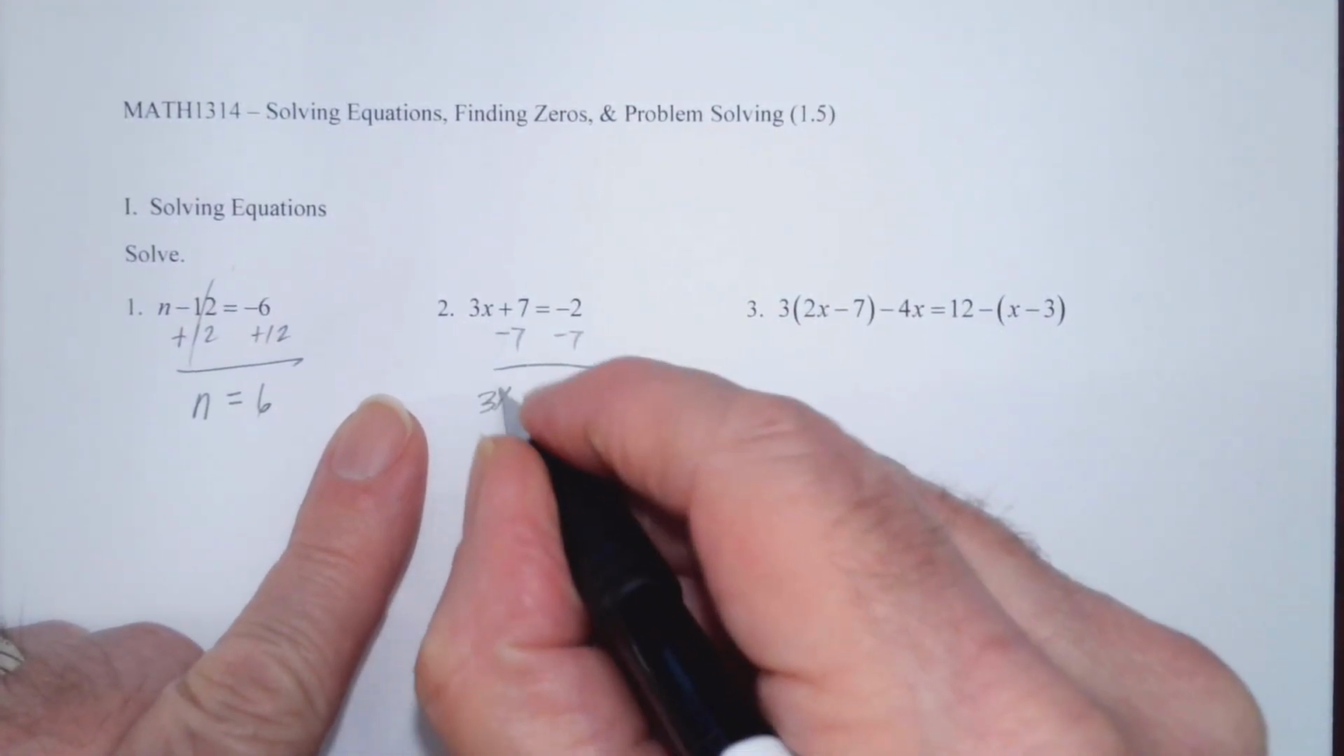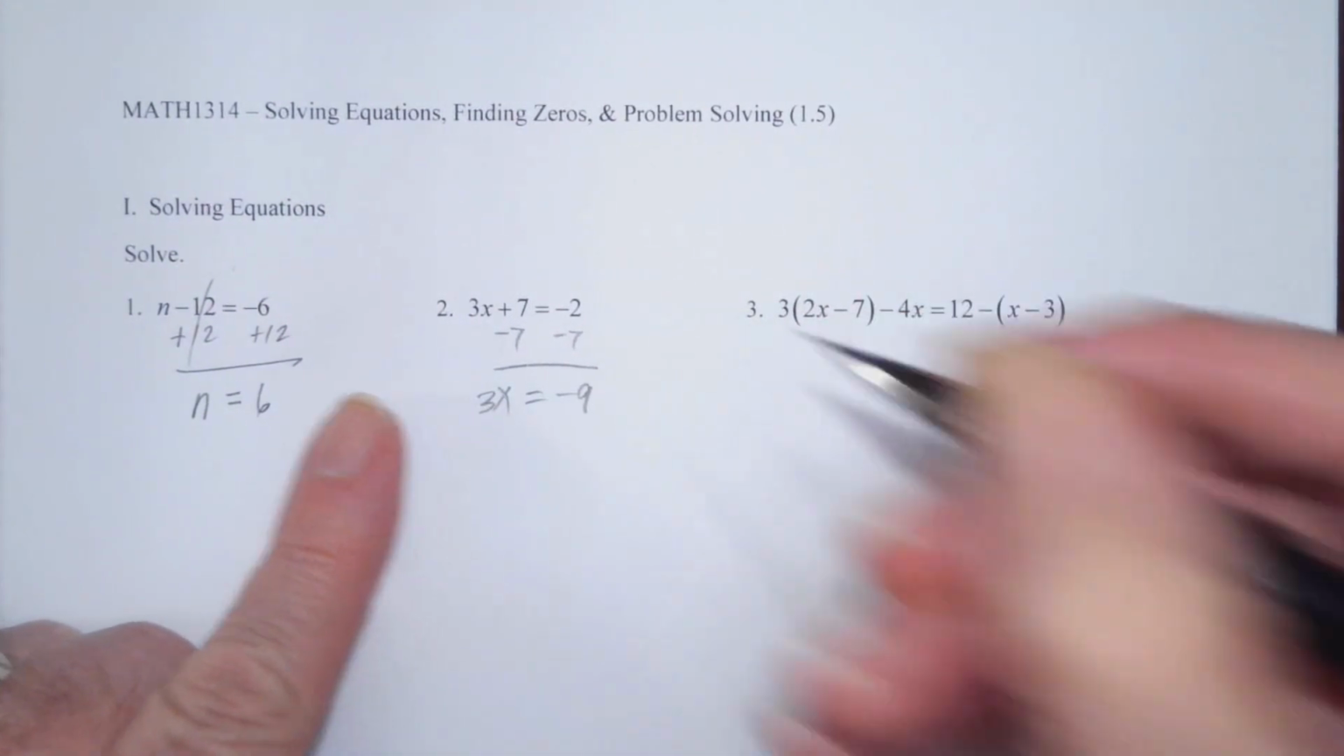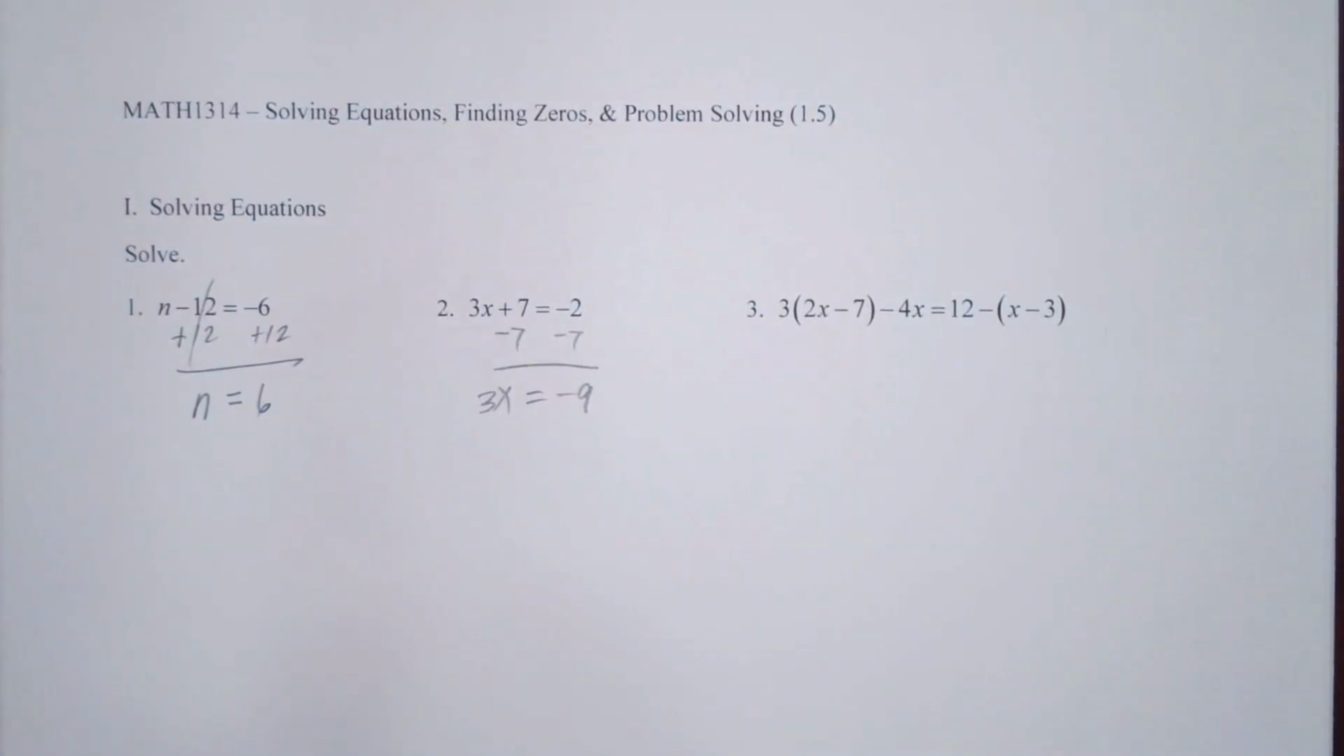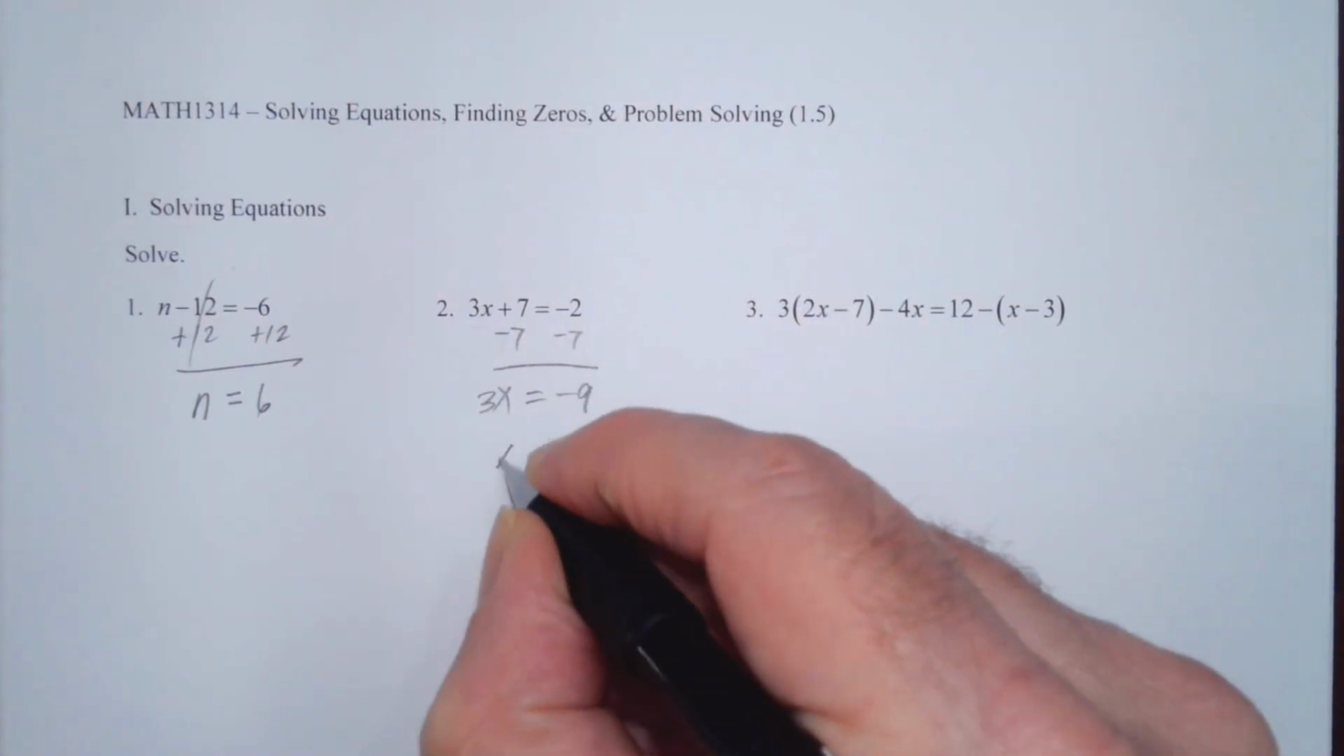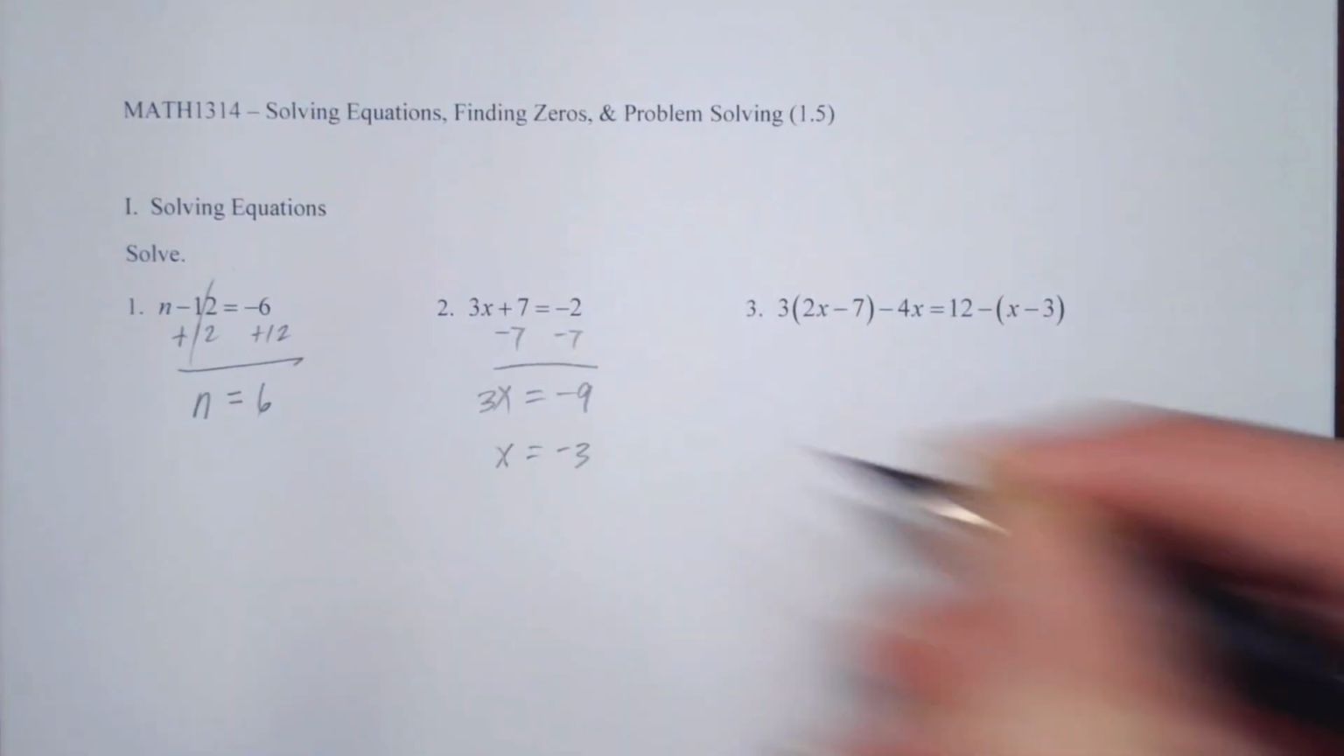And notice now we get a much nicer equation. In fact, with two-step equations, I always tell students you always want to add or subtract on both sides first, and then do your multiplication or division. And you can see here the answer is negative 3.